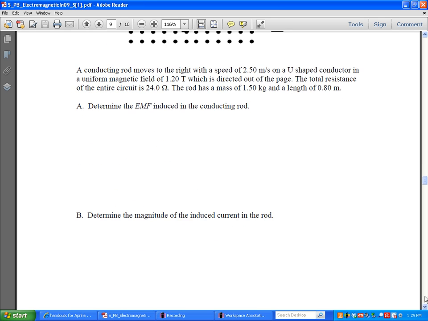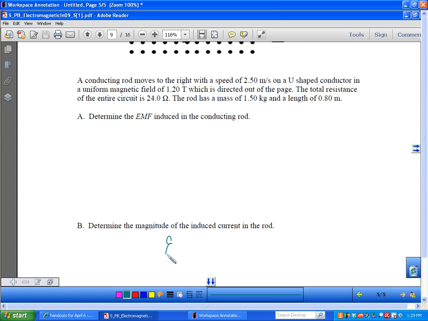All right, then it wants to know the magnitude of the induced current. So the induced EMF is V, and V is equal to IR. So 2.4 volts over resistance of 24 ohms is I. So I is 1/10 of an amp.